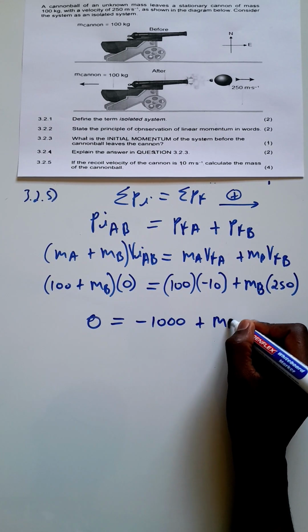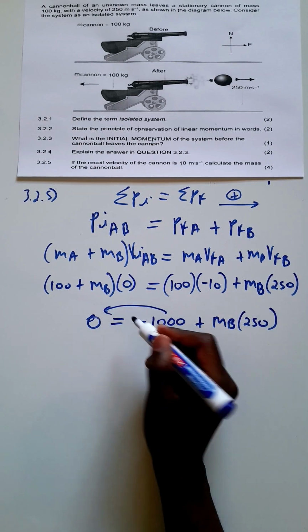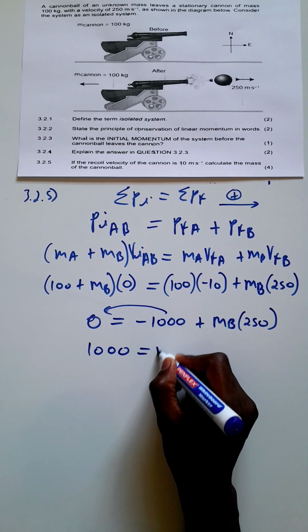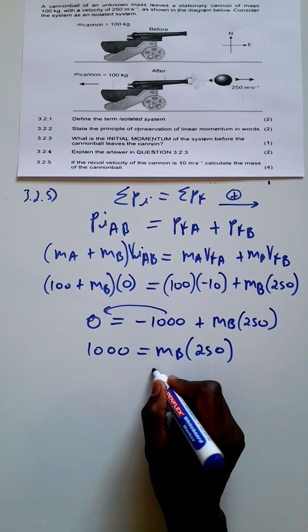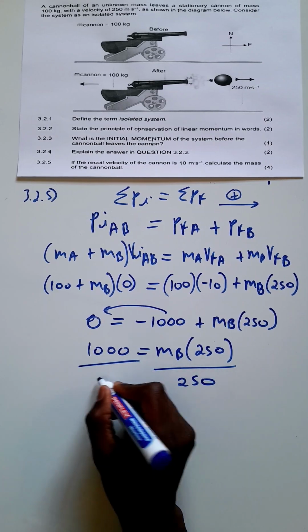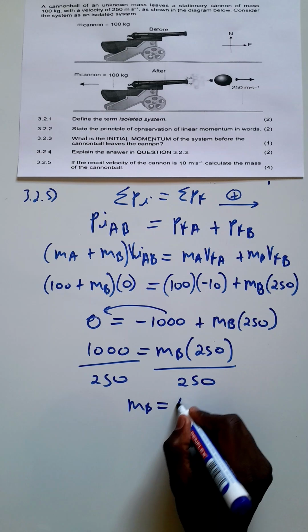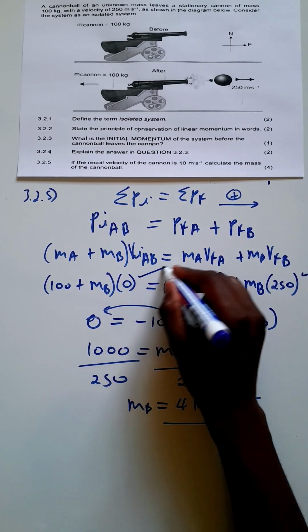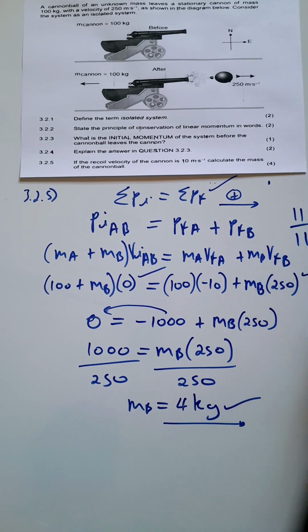plus the mass of the cannonball there. Transpose over to that side, this 1000 becomes positive, so 1000 is equal to the mass of the cannonball multiplied by the 250. To solve, divide by 250, divide by 250, and the mass of the cannonball will be equal to 4 kg there. 1, 2, 3, and 4 there. So this one is out of 11 there. Okay.